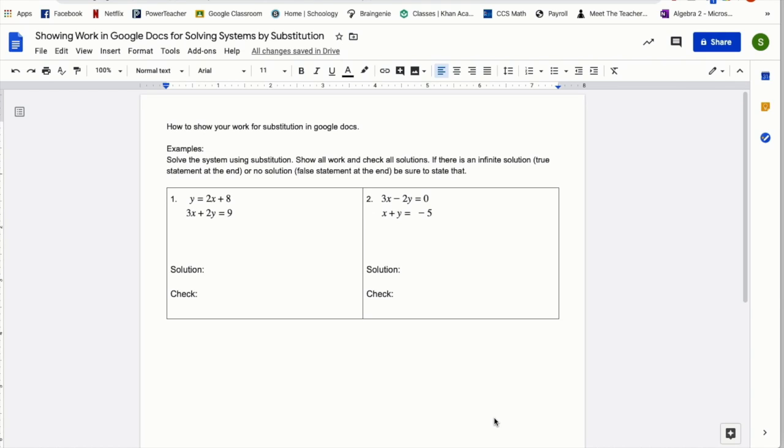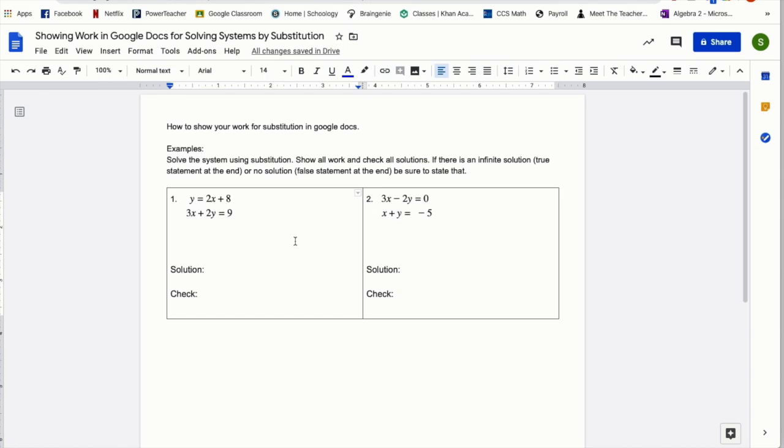Here's another how-to-do-something-in-Google-Docs video. This week we're focusing on solving systems by substitution. So I'm just going to show you how we expect you to show your work in Google Docs. Here's an example of something that you might get. Obviously, something we give you will probably have way more problems.